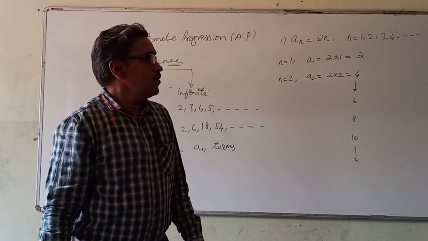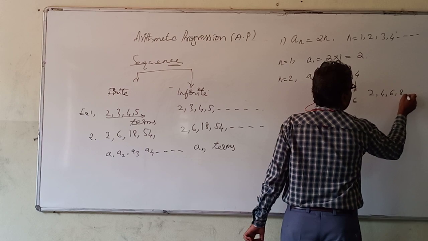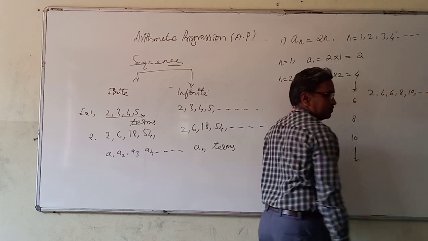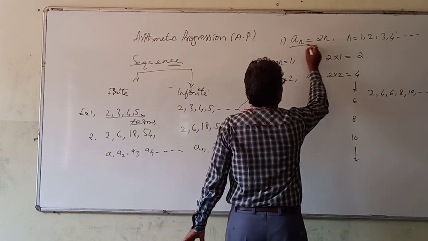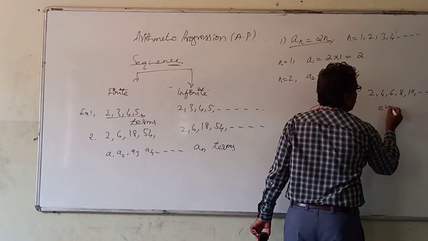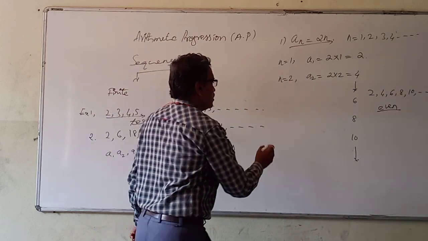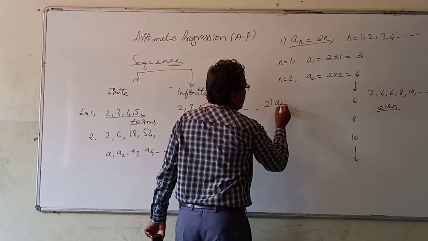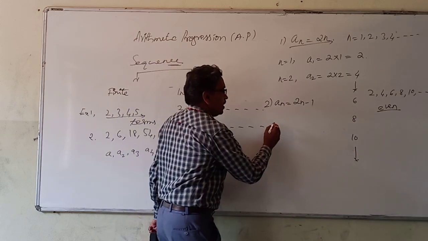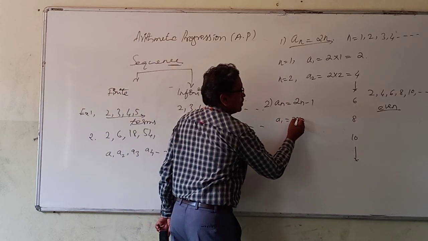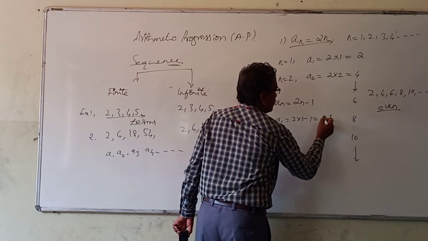So what you can understand by this? 2, 4, 6, 8, 10 and so on. So an is equal to 2n is the sequence of even numbers. Understood? Now, just for example, an is equal to 2n minus 1. Where n equal to 1, a1 is equal to 2 into 1 minus 1, which is equal to 1.